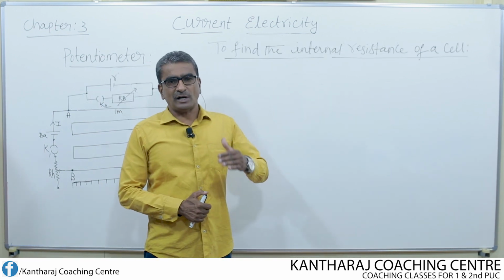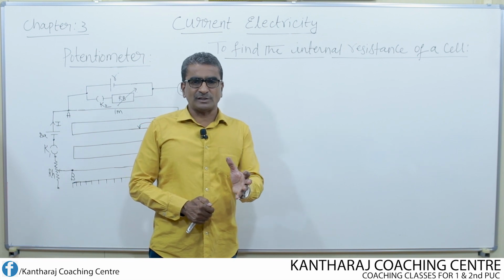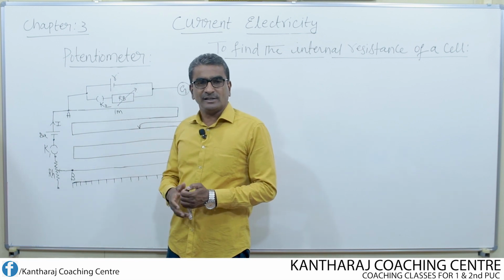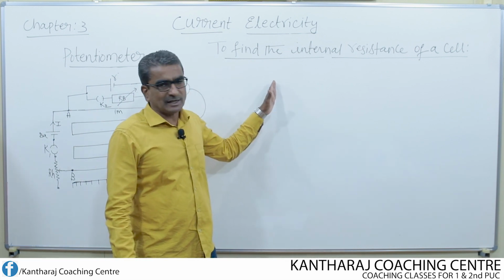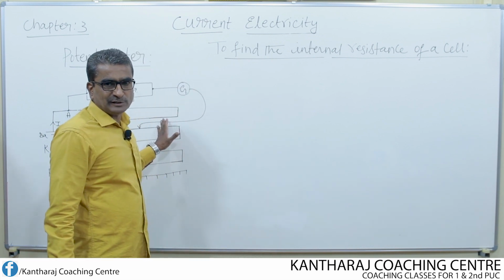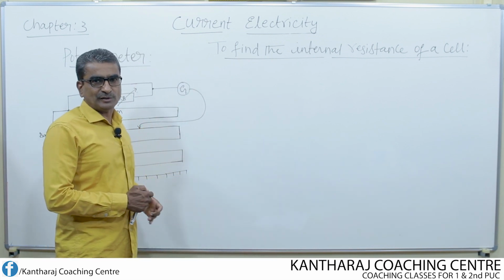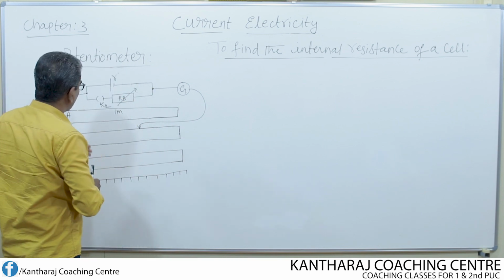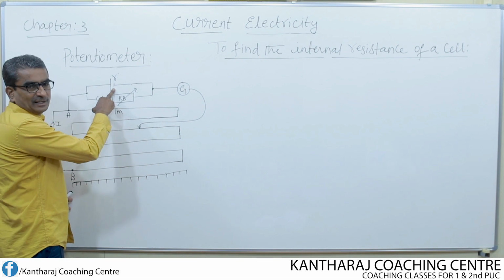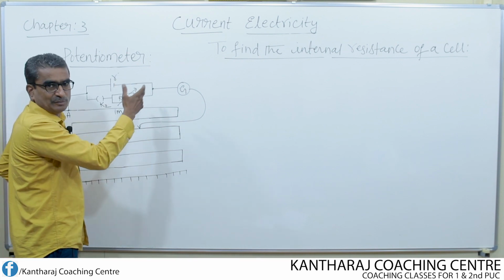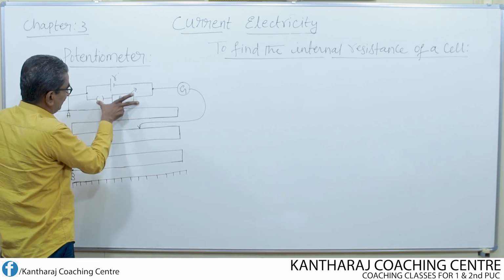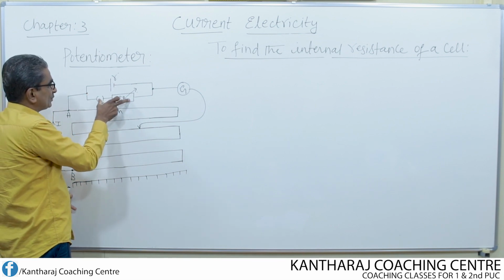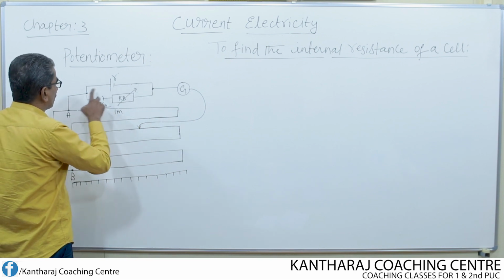Already we understood how to compare the EMF of two cells or to find the EMF of a given cell using the potentiometer device. Similarly now, in this experiment also, the same potentiometer is used with a slightly modified circuit. The modification is done in this part. A cell of internal resistance r, which is to be determined, is connected in parallel with a resistance box and a plug key. So the cell and these two are connected in parallel between these two common points.